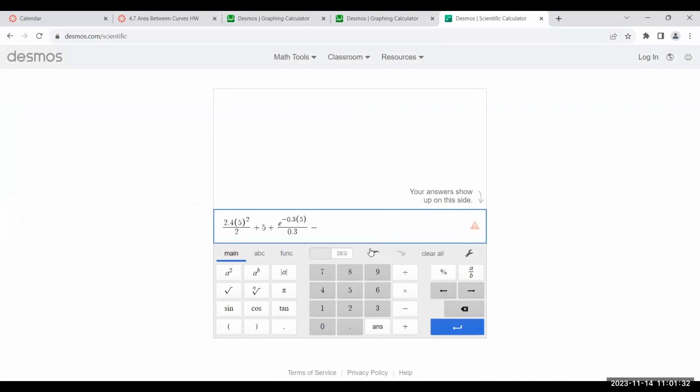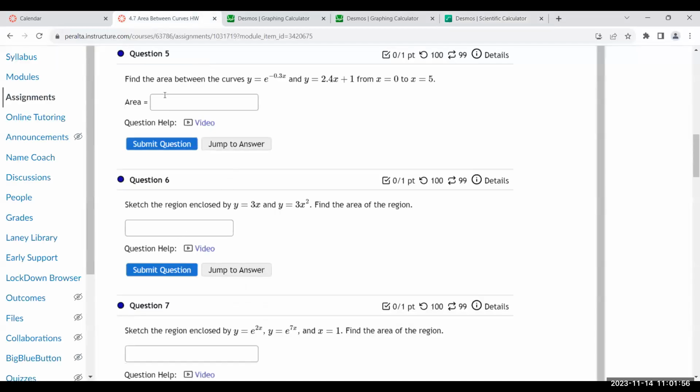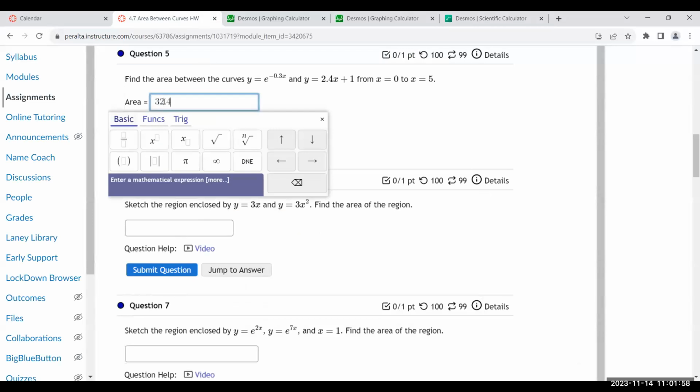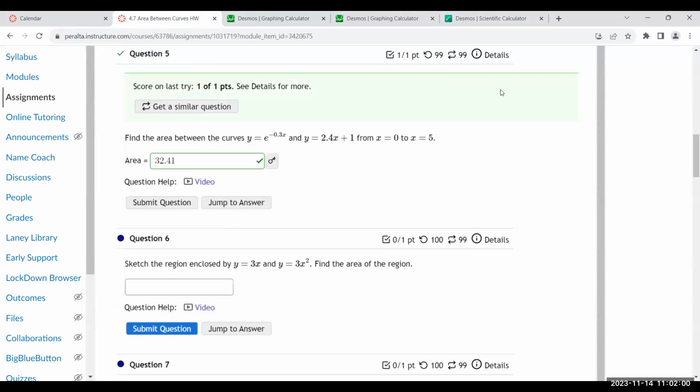Minus, I know the first term in the parentheses is 0, so is the second term. So I really have just e to the 0 over 0.3. So I'll just put minus e to the 0, which is 1, over the 0.3. And I get 32.41. Let's see if that works. 32.41. Yay!